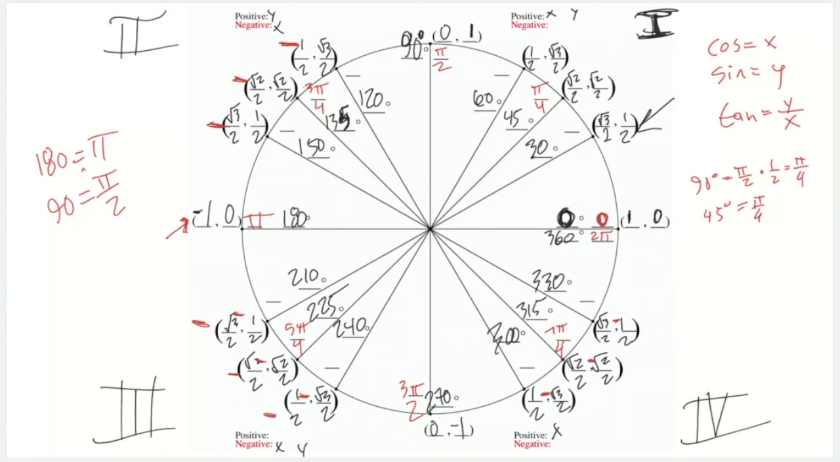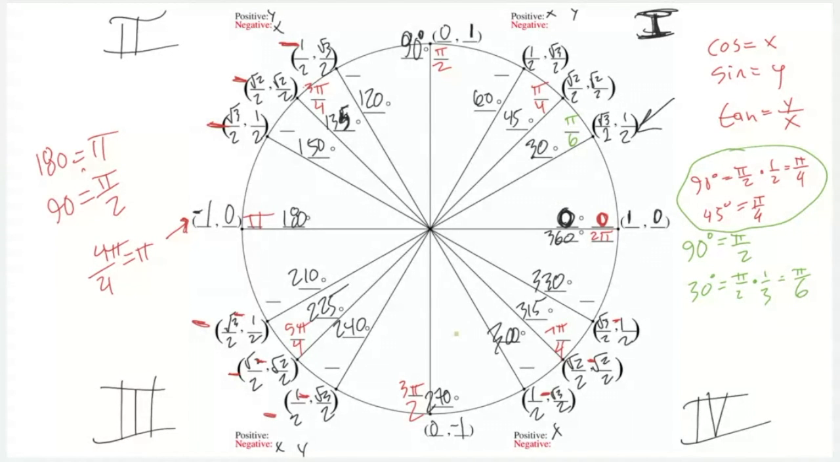And now for the last one, 30 degrees. How much would 30 degrees be? So 30 is a third of 90. So 30 degrees would be pi over 6. Pi over 6. Another 30 degrees would be 60. That's 2 pi's over 6. Oh, that's pi over 3. Pi over 3. Another 30 degrees will give me 90. Another 30 degrees will give me 120.